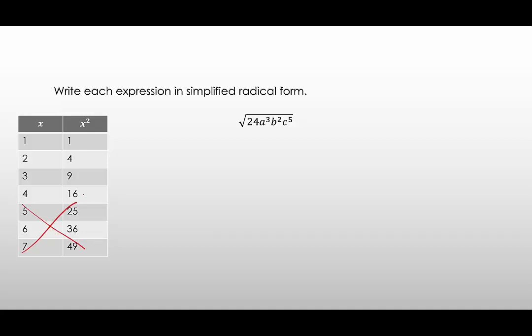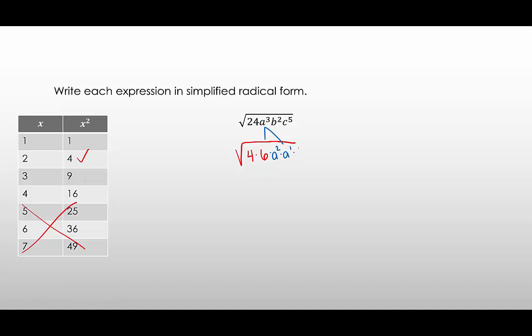16 is a no. There is a remainder. 9 is a remainder. 4, we have a winner. So we're going to rewrite 24 as 4 times 6 because 24 is 4 times 6. A cubed is not a perfect square because 3 is odd, but it does have a perfect square factor. We would rewrite a cubed. We're going to break it down into a perfect square, a squared, times a to the first.